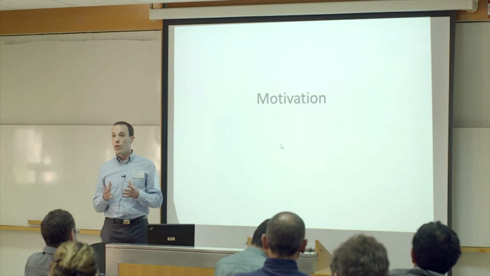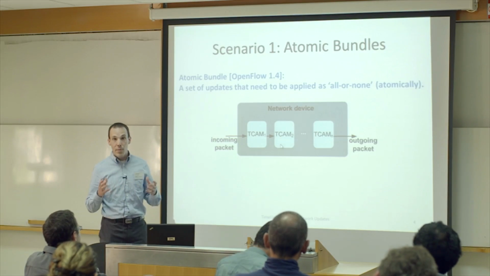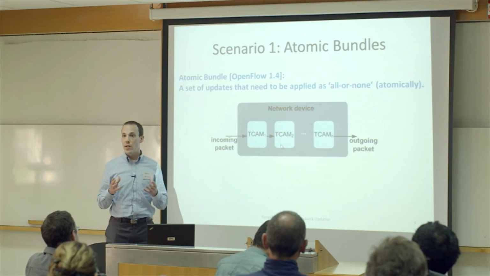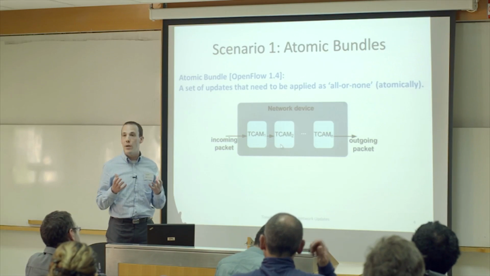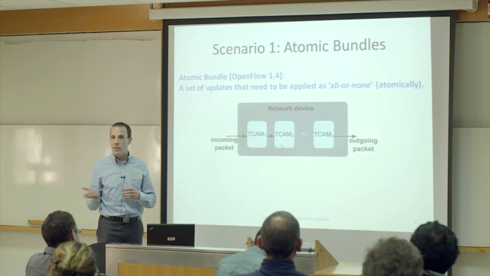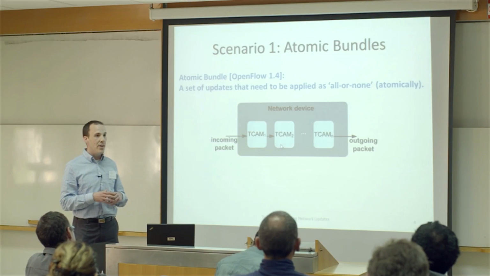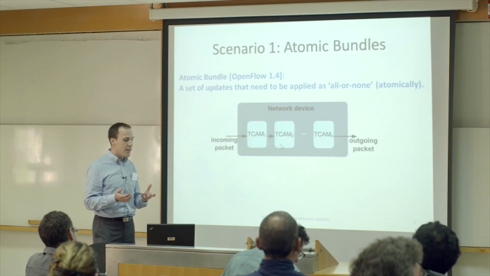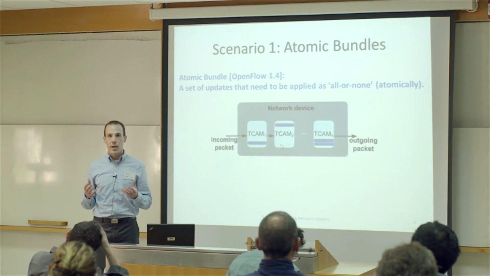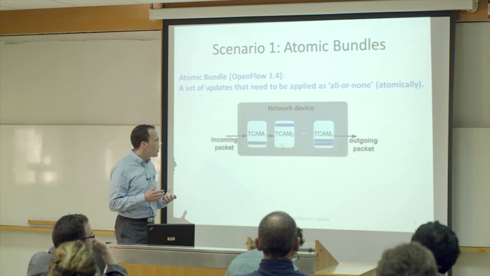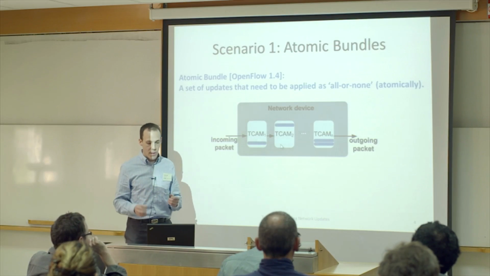In order to understand the motivation, we discussed two interesting scenarios. Atomic bundles is one scenario, and the idea in atomic bundles is that you have a set of updates that need to take place on an all or none basis. That means that every packet that is received by the switch needs to be processed either by the old configuration before any of the updates takes place, or by the new configuration after all the updates of the bundle take place. Now, the main challenge here is how do you implement a bundle in a way that is truly atomic.